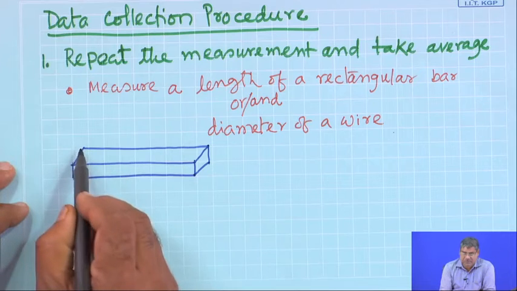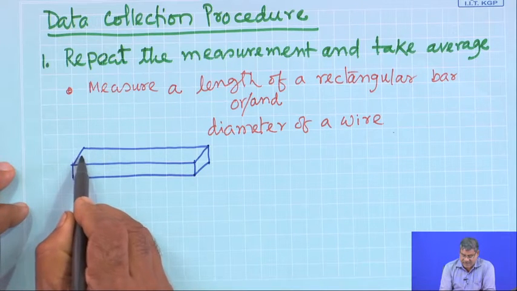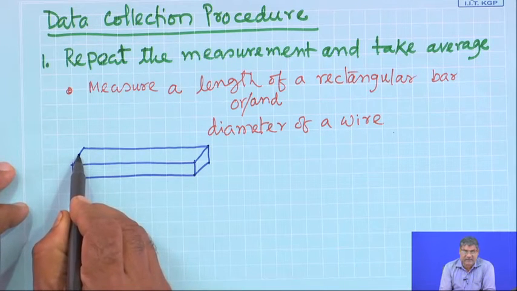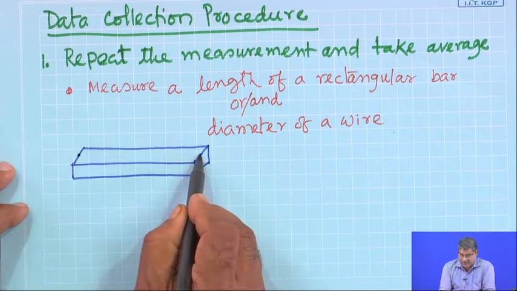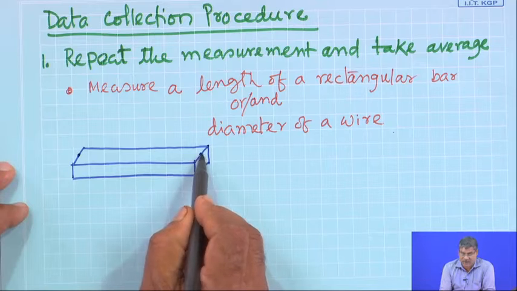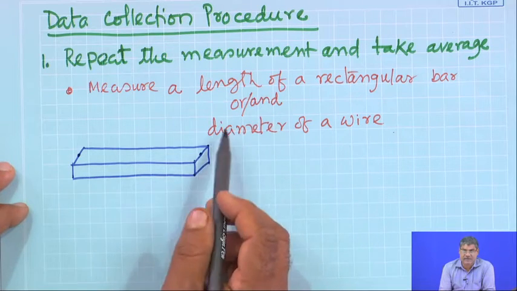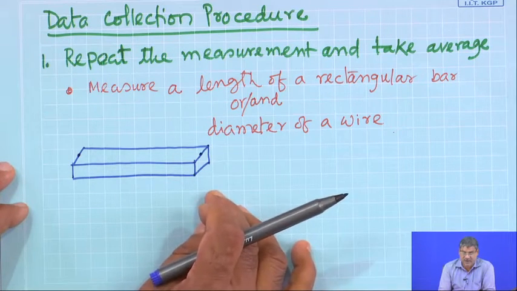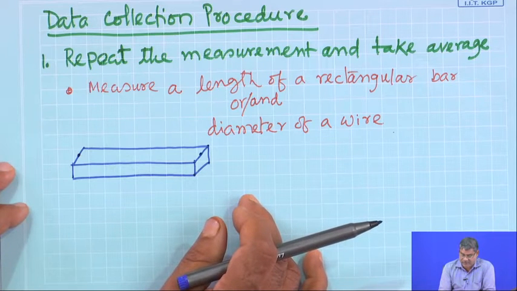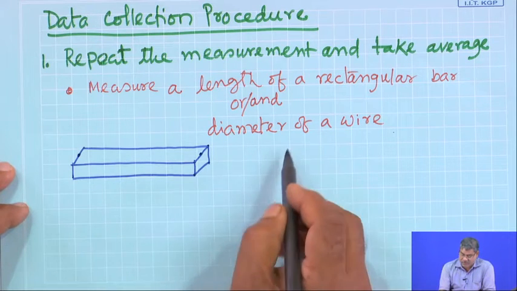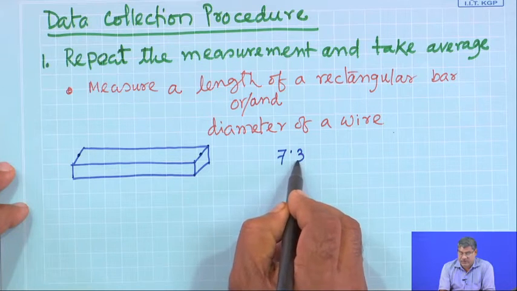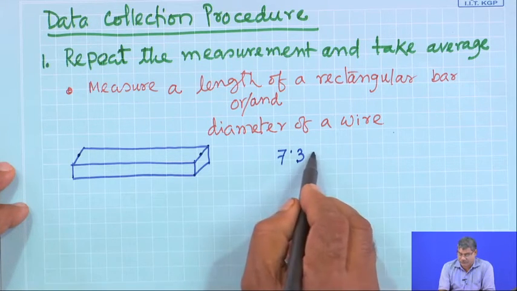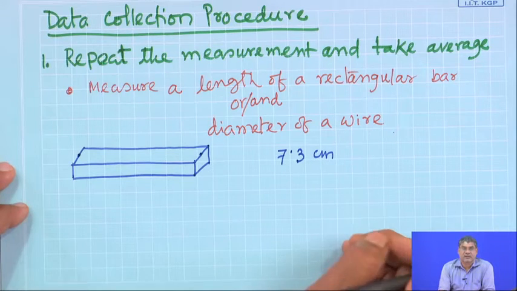So, take one end of the scale here and the other end at the other side. We have to see where this end meets the scale, in which reading. Then I will take the reading. Now, say this is 7.3 centimeter.